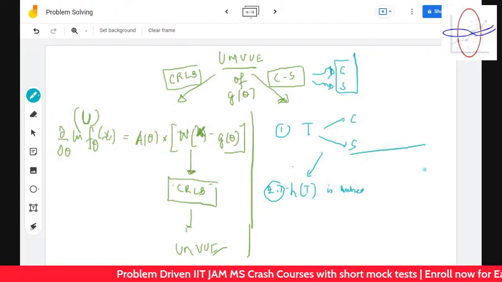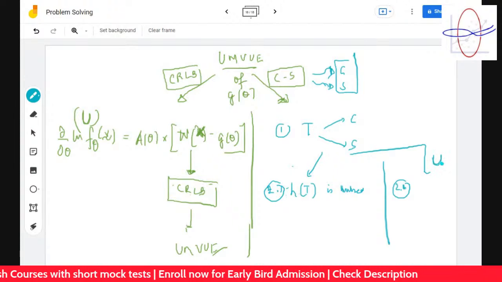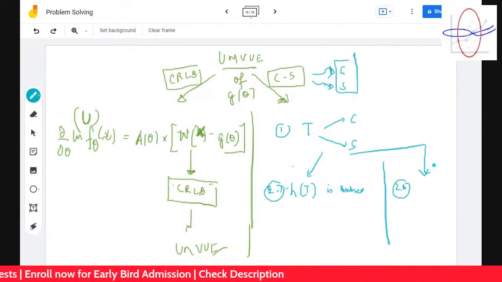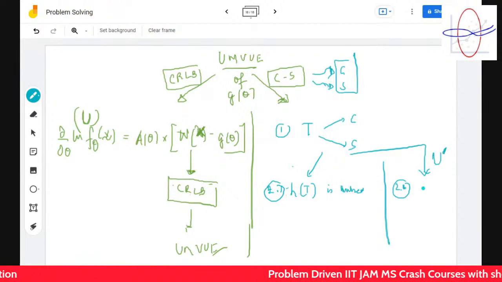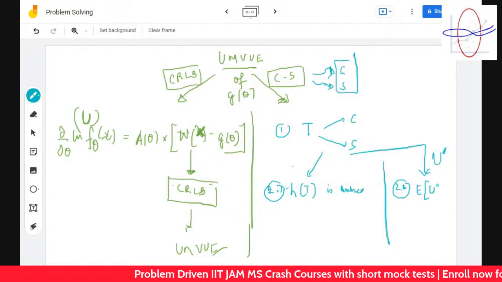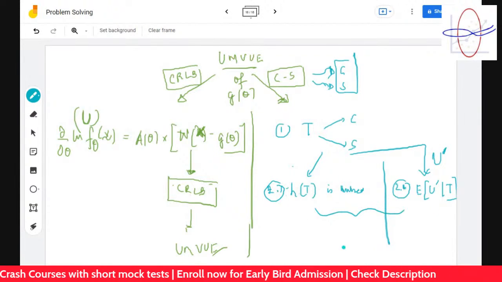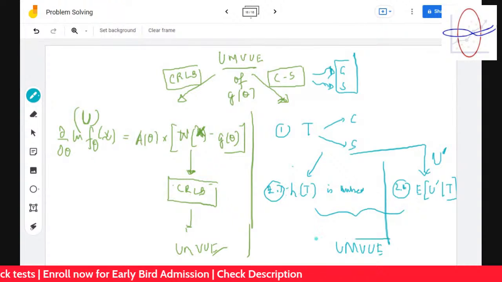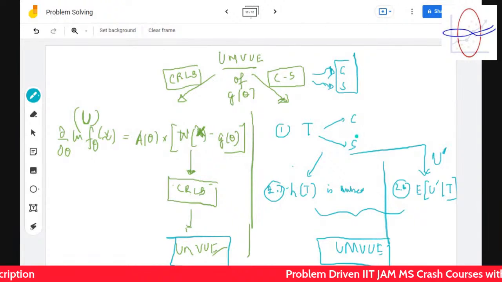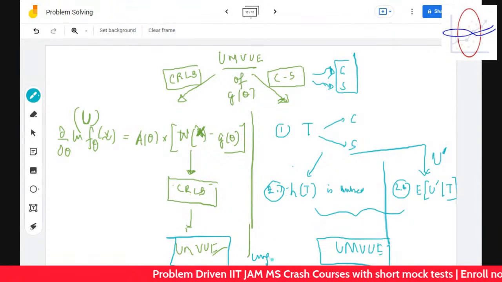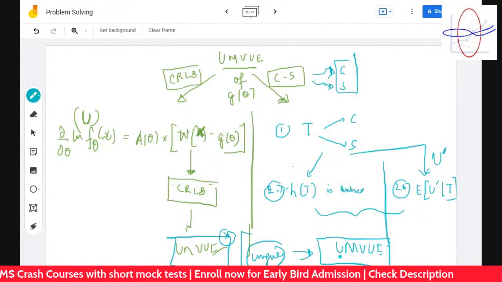The other way is to take any unbiased statistic U, or let's say U dash, and calculate the expectation of U star given T. Either way, one of them must be the UMVUE. And since T is a complete statistic, it will ensure that the UMVUE is unique. In this case, it will ensure uniqueness; in the other case, it will not.